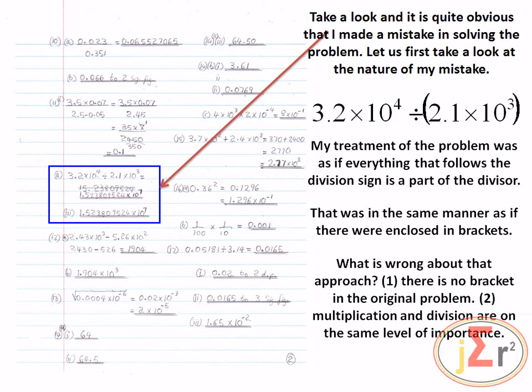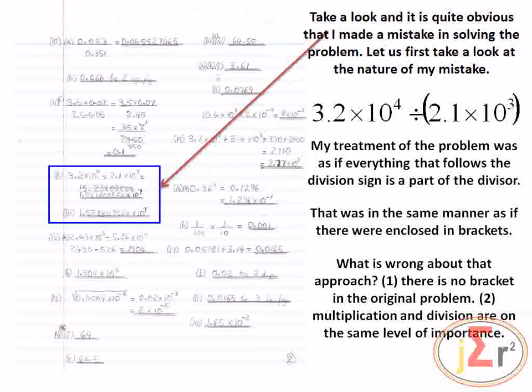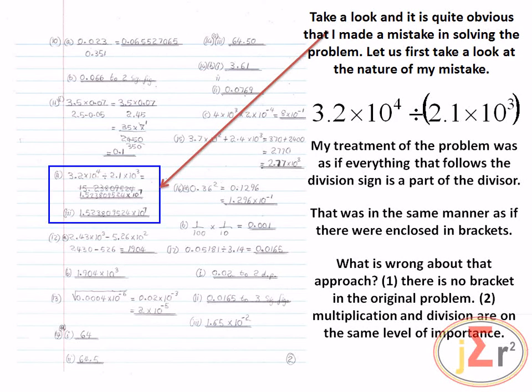And two, multiplication and division are on the same level of importance. Therefore, it should not mean that this division takes precedence over this multiplication, or maybe this multiplication takes precedence over this division, so that we need to do the multiplication first and then take the result and divide it into this. So they are on the same level. Therefore, we should not think of performing one before the other, although human logic will definitely do them one at a time, in sequence.